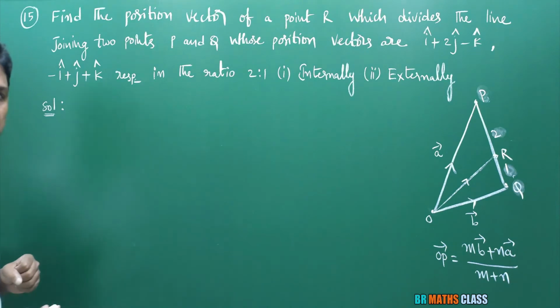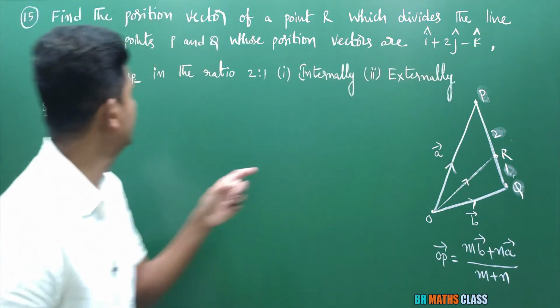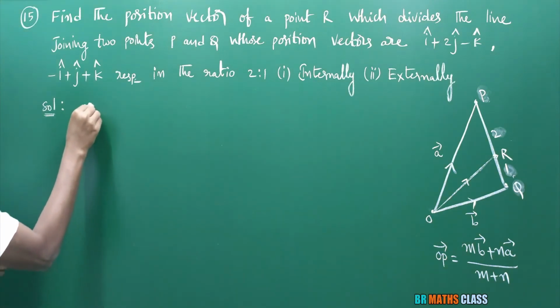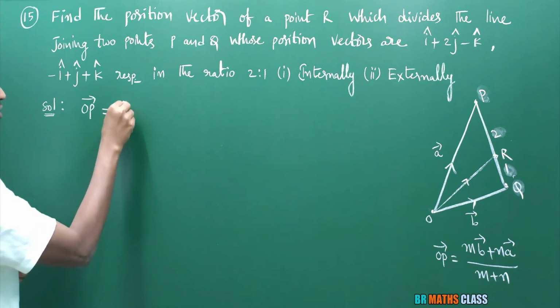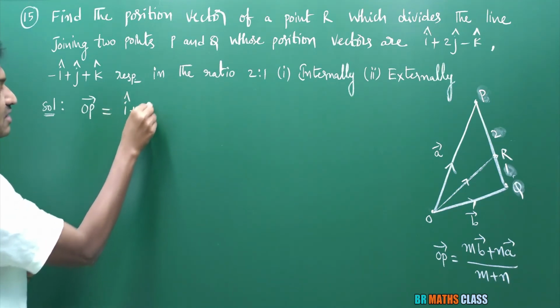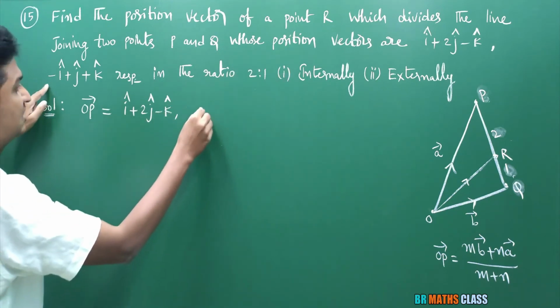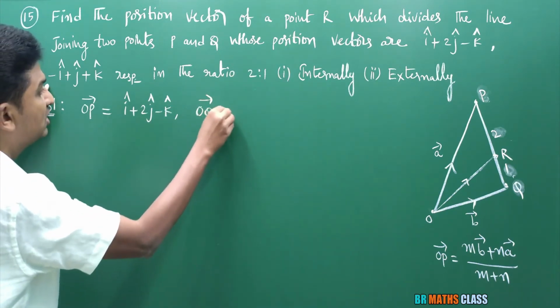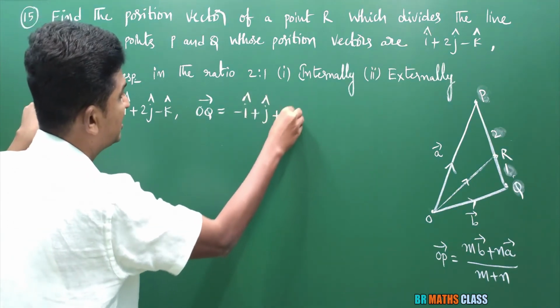We'll start the solution. First, what is the given information? They given position vectors of point P and Q. That means they given OP bar and they given OQ bar. What is OP bar? OP bar is i cap plus 2j cap minus k cap. That is OP bar. What is this? This is OQ bar. What is OQ bar? Minus i cap plus j cap plus k cap.